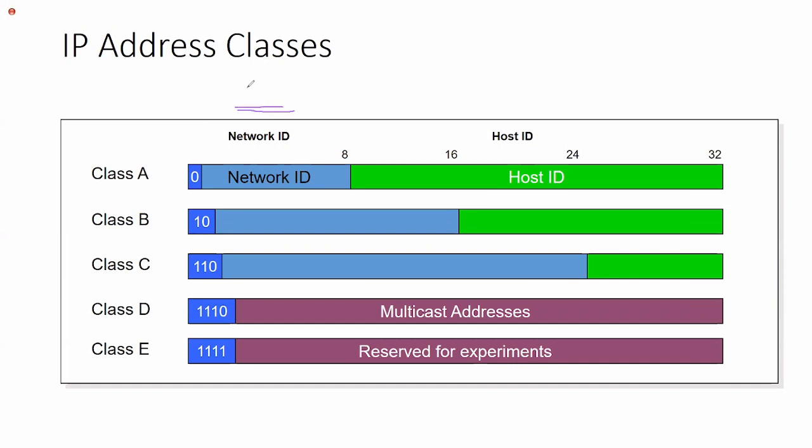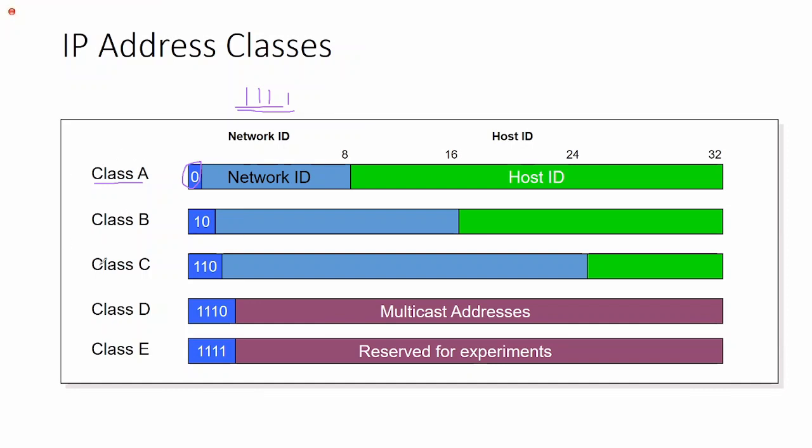In this number, I told you there are 8 bits, no? So out of those 8 bits, the first bit is always 0 if you are a class A IP address, right? And then class B starts from 10, class C starts from 110, class D starts from 1110, and class E starts from 1111, right?